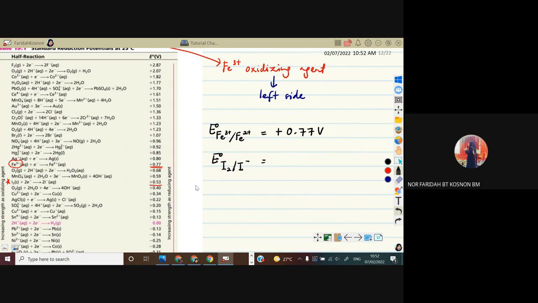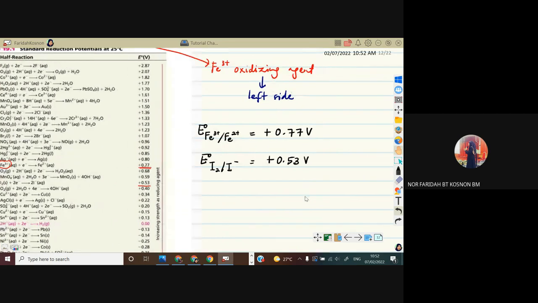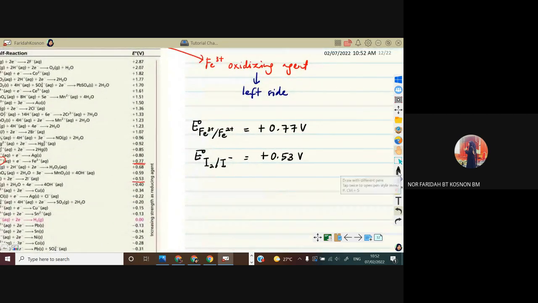From the table earlier, it is positive 0.53 volt. If we want to determine whether the iron 3+ ion can oxidize I minus to I2, we look at it like this: if the standard reduction potential of iron 3+ is more positive than iodine, it must be possible. So if you compare here, the standard reduction potential value of iron 3+ is more positive than iodine, I2. So the answer is yes. Therefore, iron 3+ can oxidize I minus to iodine.